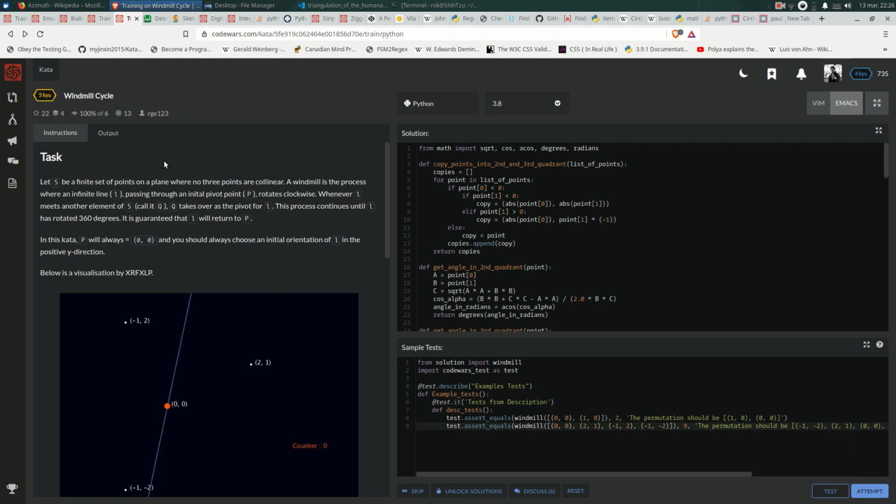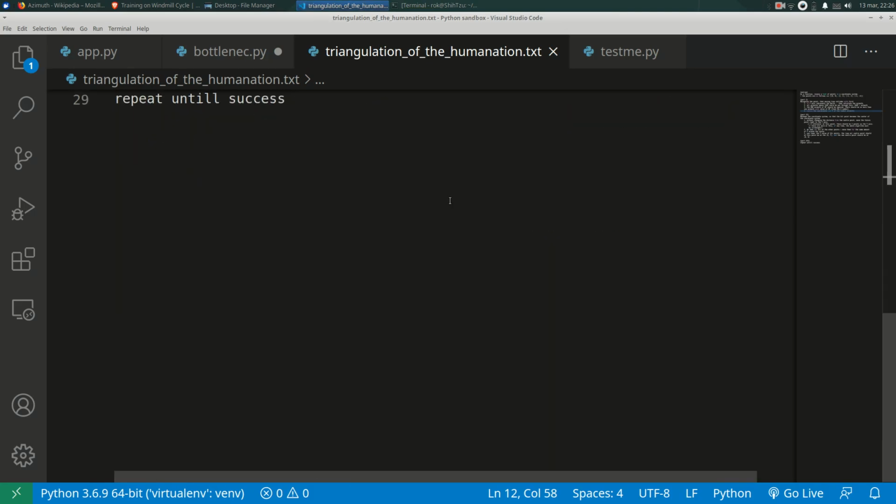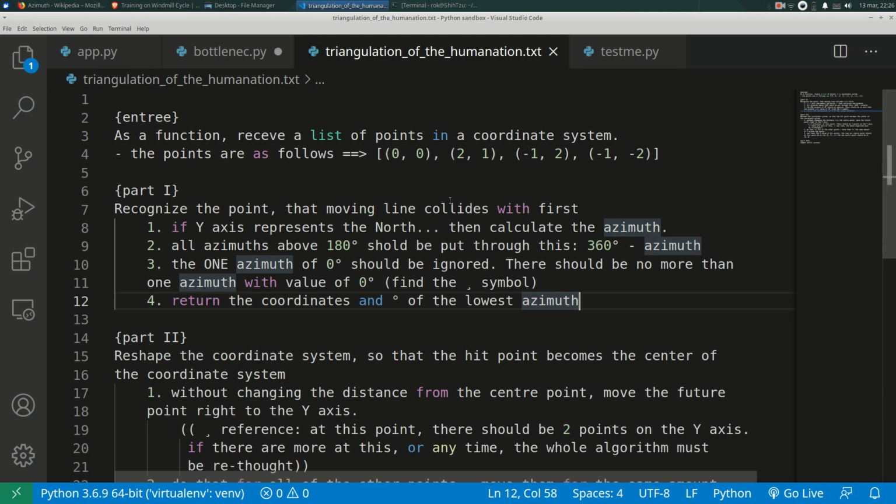So here it is, Windmill CodingKata. I've been doing this off camera, so I don't know if I should. Well, I'll explain it quickly. This is the part of the algorithm that must run, as I think.